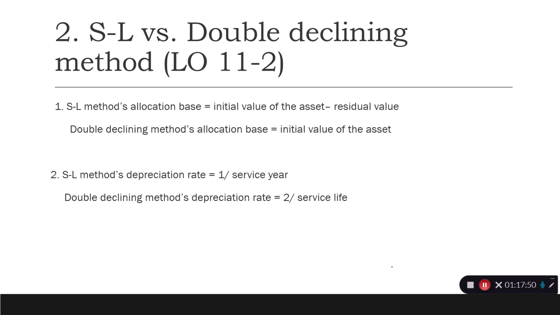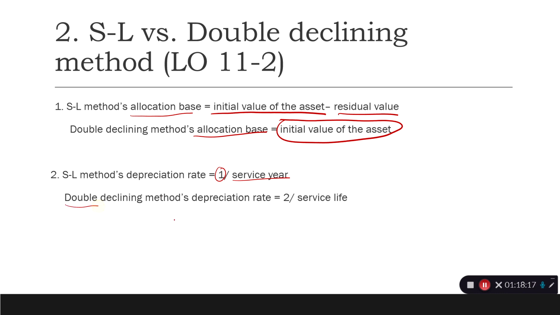Okay, so then the recap is that the straight line versus double declining. Straight line's method allocation base is gonna equals initial value minus residual value, right? The double declining method's allocation method is only the initial value of the assets. Okay. The straight line method, the depreciation rate is going to be 1/4 service life, and double declining where the double come from is here. It's equals to 2 dividing the service life. Okay.